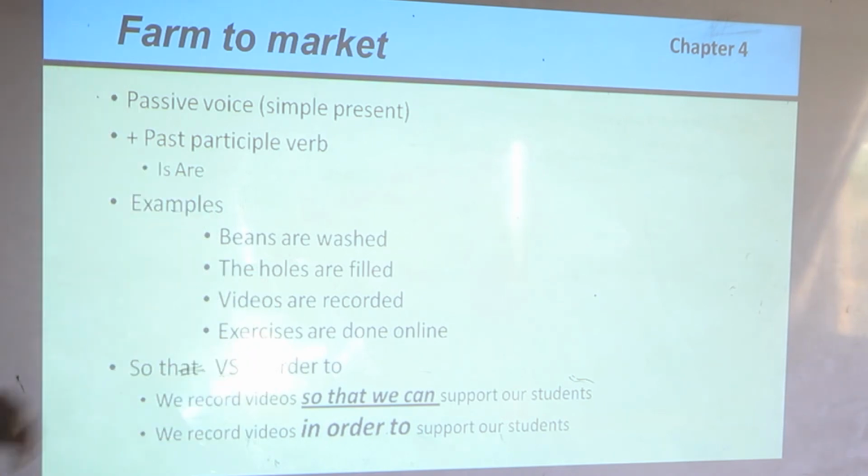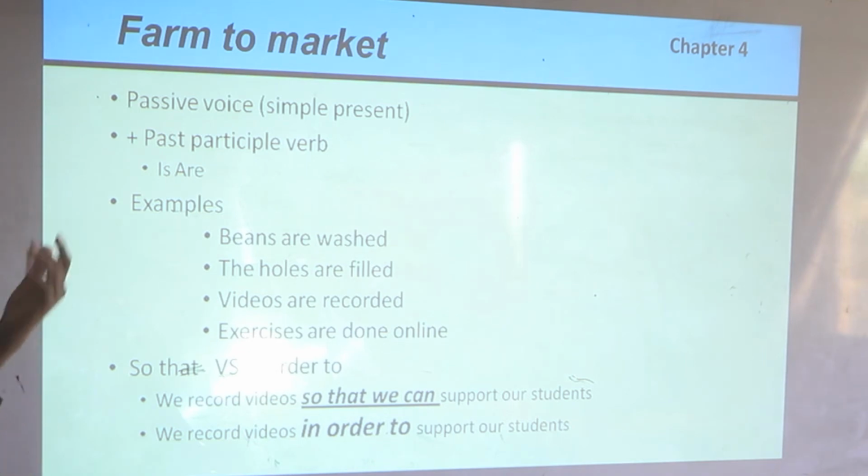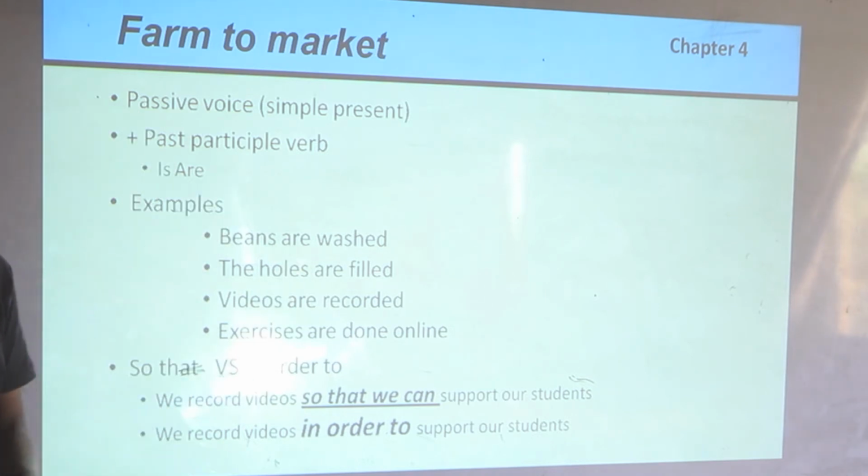Here, from chapter 4, form to marking. We have past voice, simple present, past voice. All right. Okay. Right. So, in simple present, past voice is when we want to talk about what happened, the thing that is done, not the person who did it.